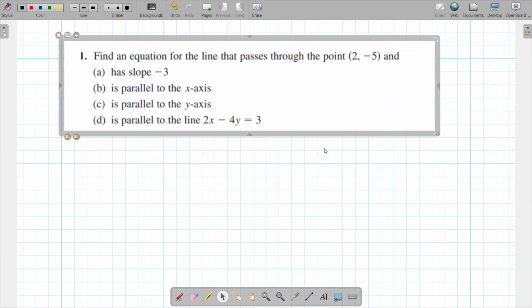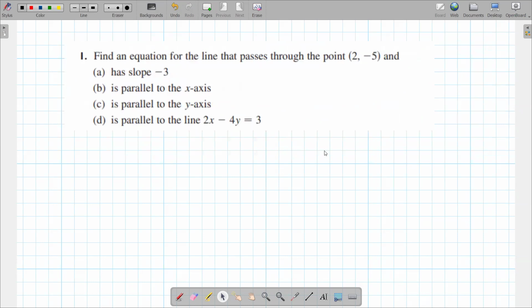So the first question is asking us to find the equation of a line that passes through (2, -5). So we're given a point. So let's say that's (2, -5). We're given this point, and we're asked to find the equation of a line under different circumstances. The first one is when the slope is -3.